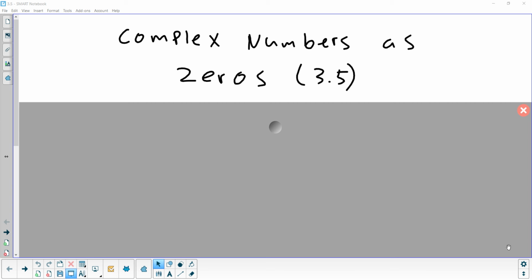Okay, so when we do quadratic formula, when we're solving for roots, we may end up with square roots of negatives. So in the first half, we'll talk about how do you work with complex numbers, and then in the second half, we'll apply that to what we did in 3.4.